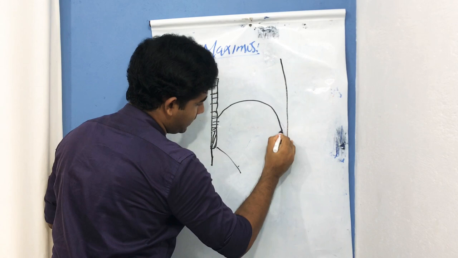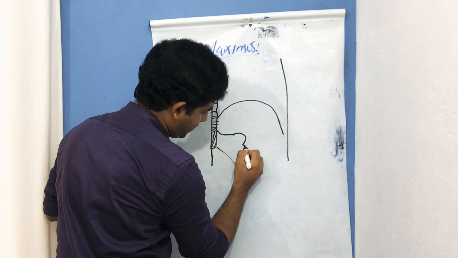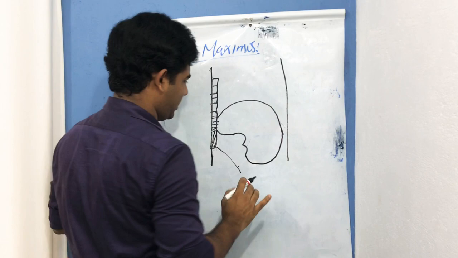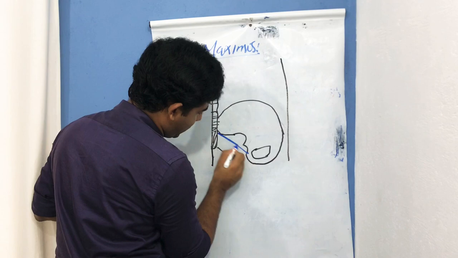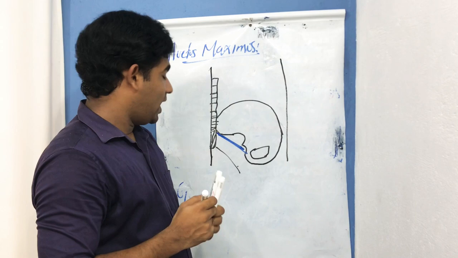Pelvic bone. Just for your remembrance, you have the obturator foramen here, and you have a ligament that spans this area, known as the sacrotuberous ligament. Now, let us see the origin of the gluteus maximus muscle.